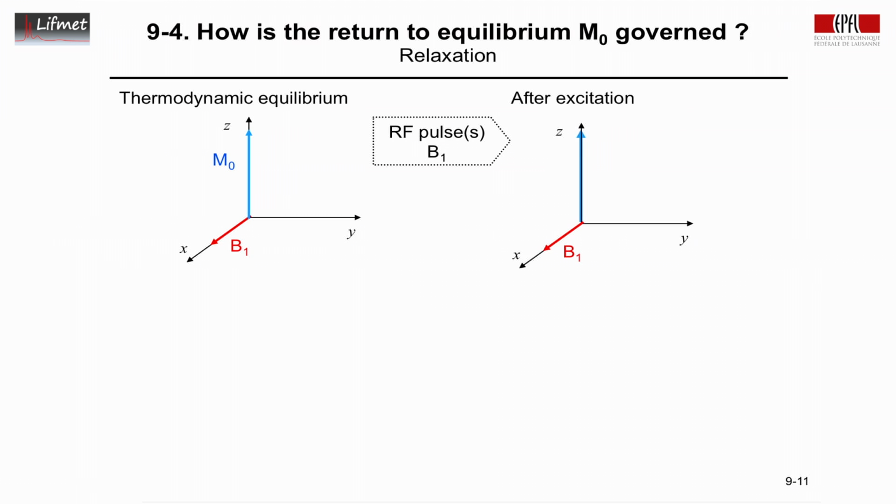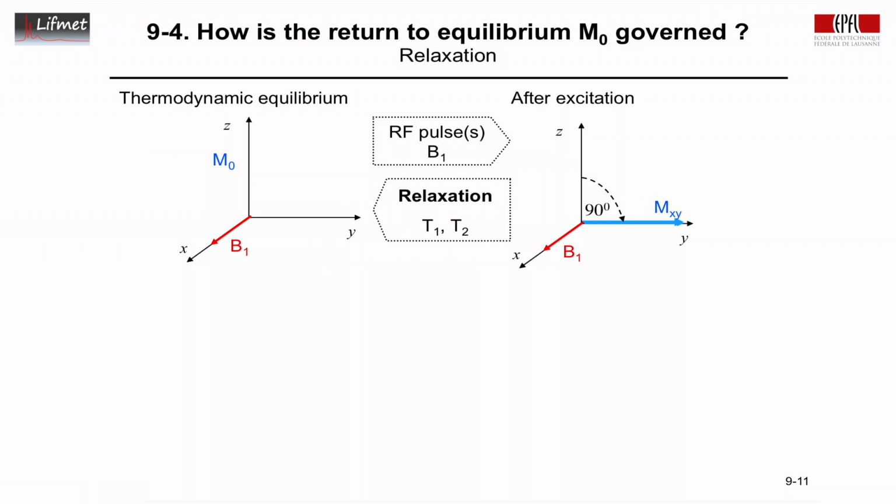Here's the B1. After excitation, our magnetization is in the transverse plane. This is for an excitation with a 90-degree pulse. Now in this situation, as you've noticed here, we no longer have a Z magnetization. The Z magnetization is no longer present, and we have a transverse magnetization. So now what happens after this excitation? We know that the transverse component has to disappear and a longitudinal component has to build up.